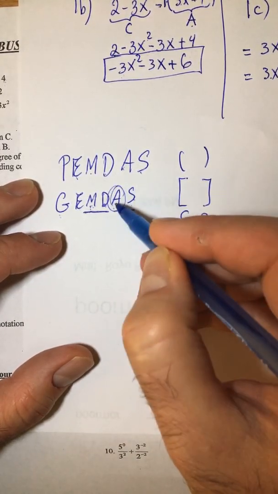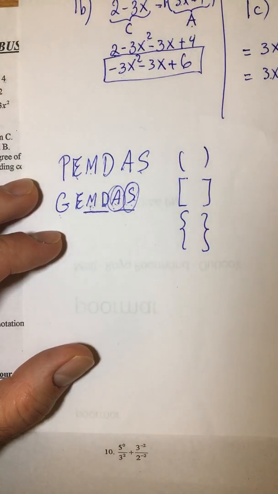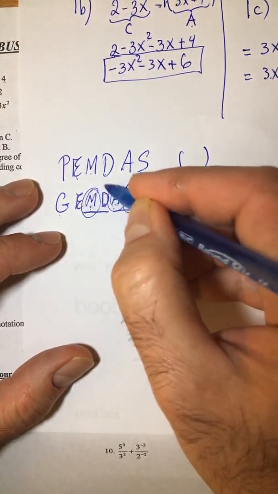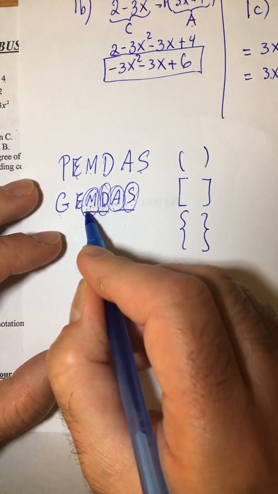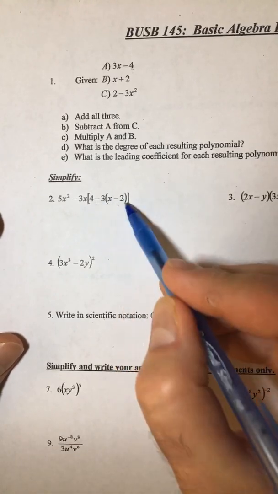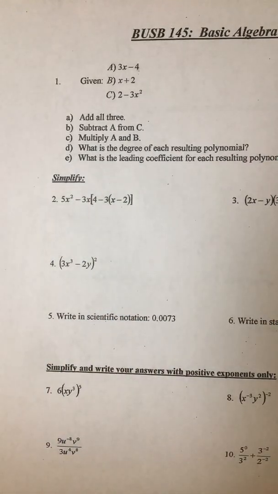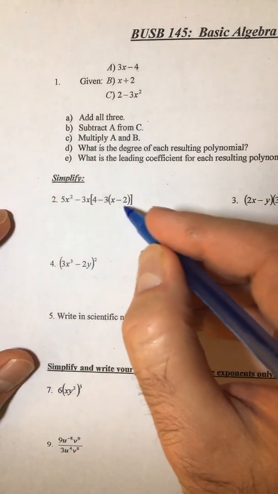You don't always have to do addition and then subtraction. Or you don't always have to do multiplication, then division. Whichever of these two come first as you move from left to right. Okay, and so you see now we have parentheses and brackets. All right, so let's start from inside out.